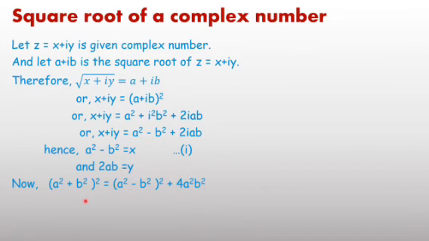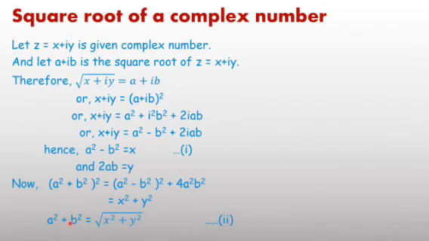Now just use the formula (x plus y) whole square equal to (x minus y) whole square plus 4xy. That's the formula. Here (a square plus b square) whole square we can write as (a square minus b square) whole square plus 4a square b square. Put the values in the RHS: a square minus b square means x, so x square, plus 4a square b square, where 2ab is y. So 4a square b square equal to y square.